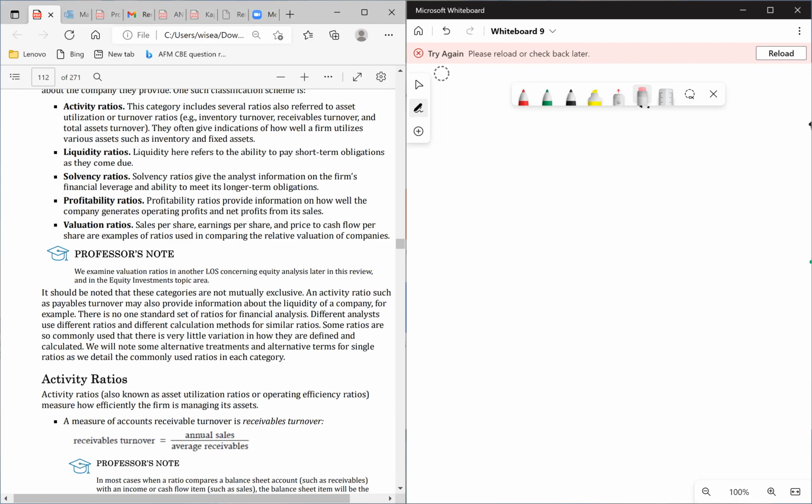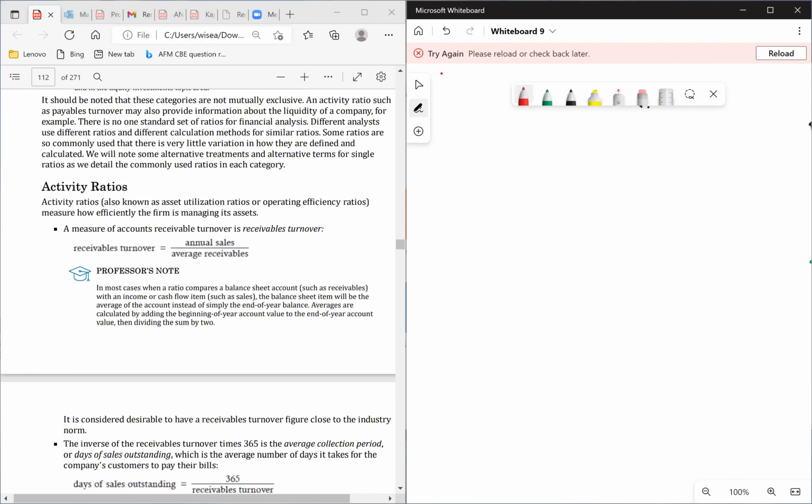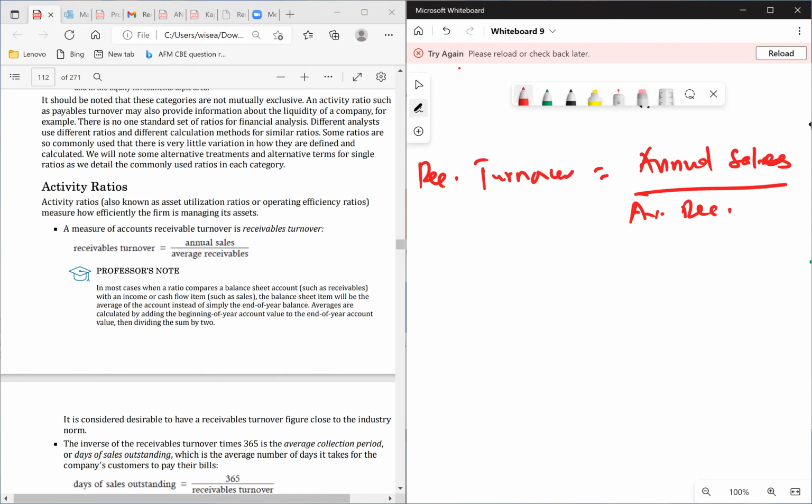So it's very important that we look at the explanation for the activity ratios. So receivables turnover will be the annual sales divided by what? The average receivables. So for average receivables, if you have opening and closing balances of receivables, add them and divide by 2. But in the absence of that, you consider whatever receivable is given to you as the average receivables.